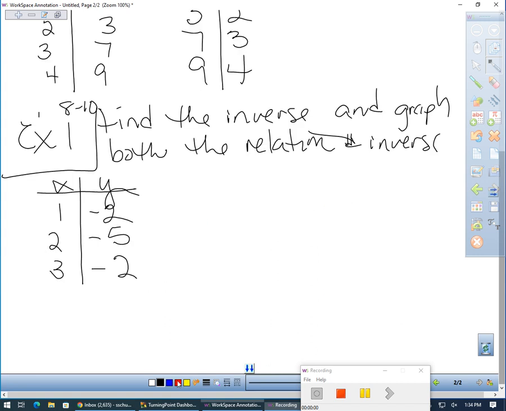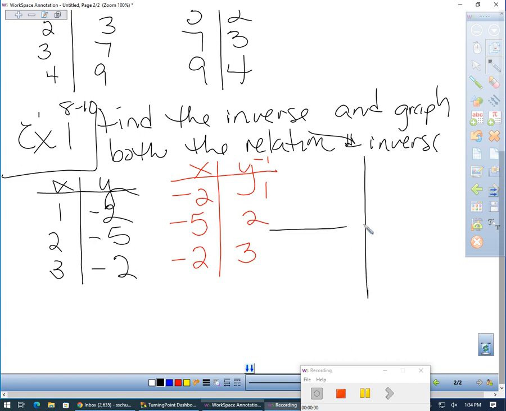So then I want to do my inverse for that. So I'm going to do my table. I have x and I have y inverse. So we're going to flip these. It's going to be negative 2, 1. Good. Negative 5, 2. Good. Negative 2, 3. Now let's go ahead and plot them both on the same graph.